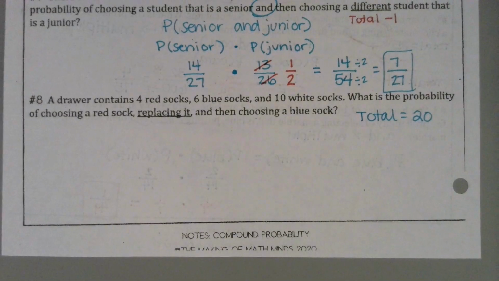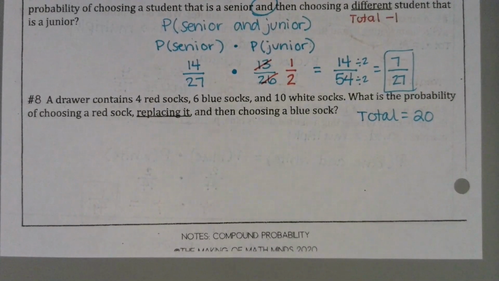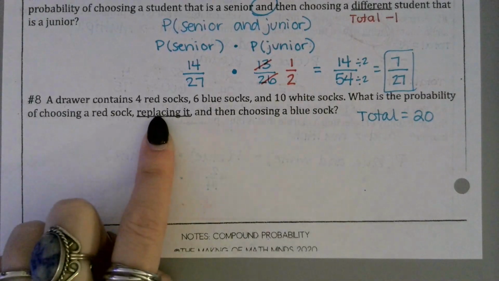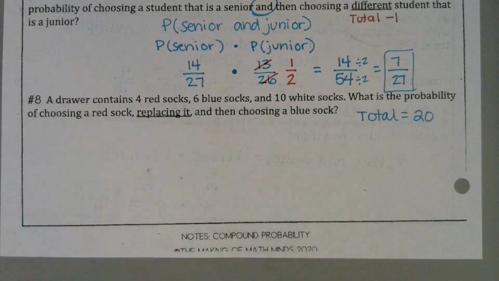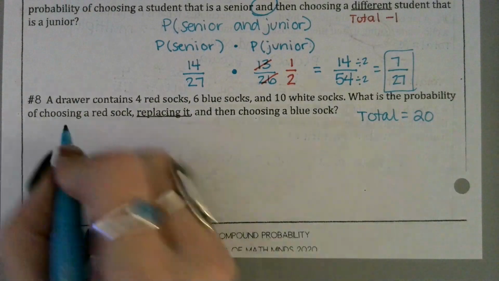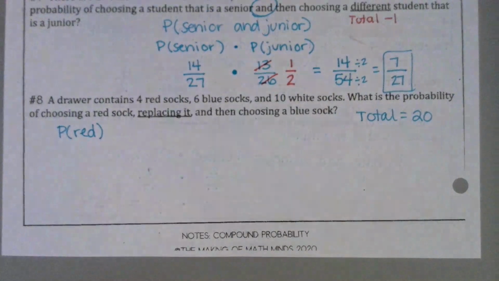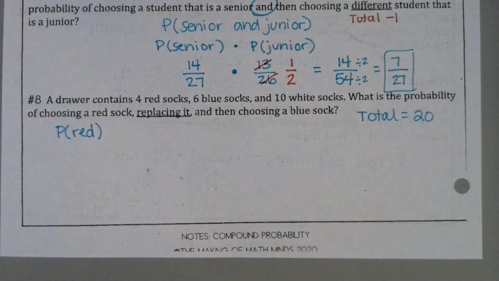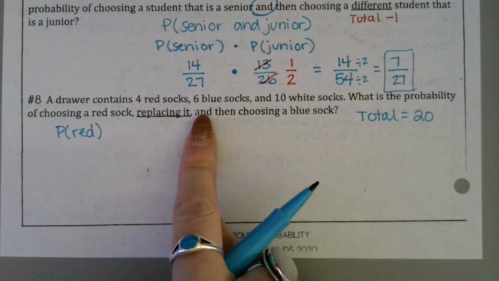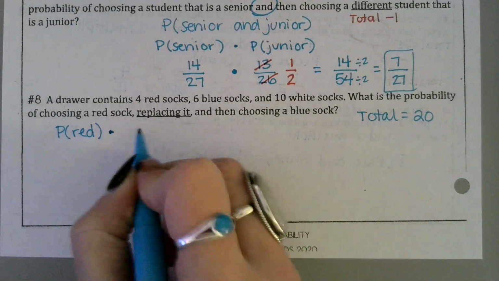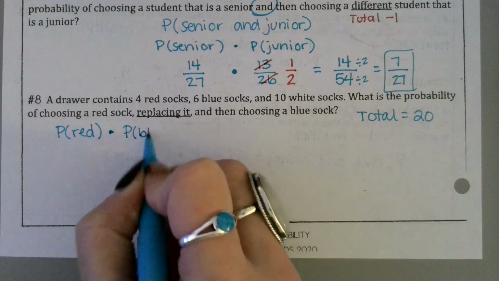Why is the phrase replacing it underlined? What does that tell you is the question I should ask, Gabriel. They put it back. So the total doesn't change. That's what this means. The total doesn't change. So, probability of a red sock. What word is this and what operator is this? And, so multiply. And then probability of a blue sock.